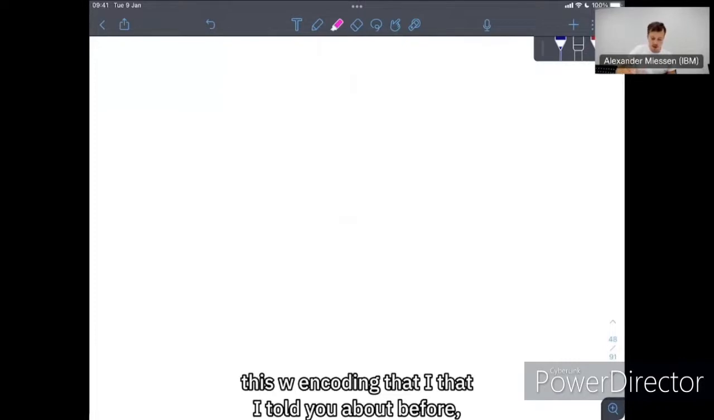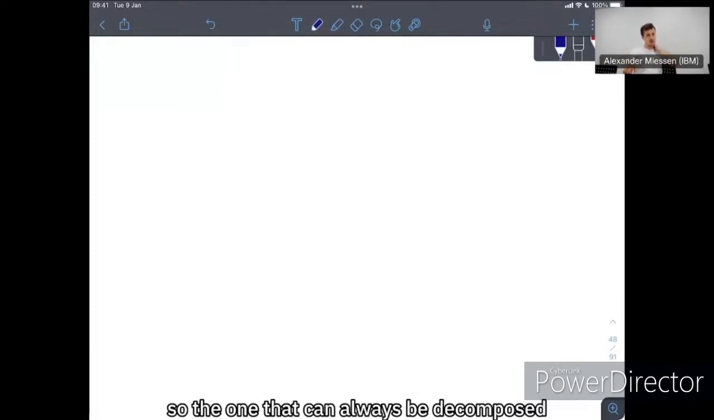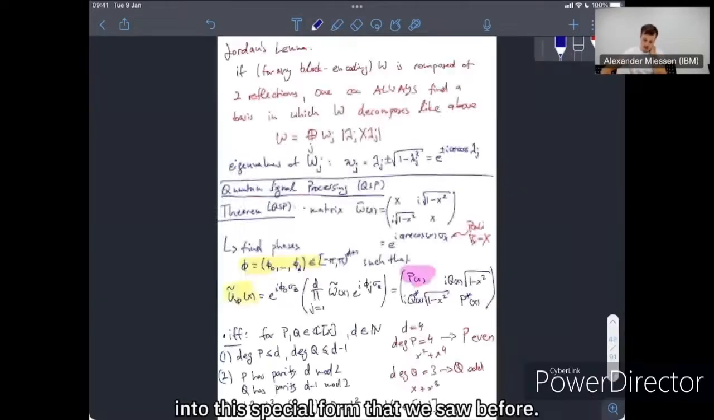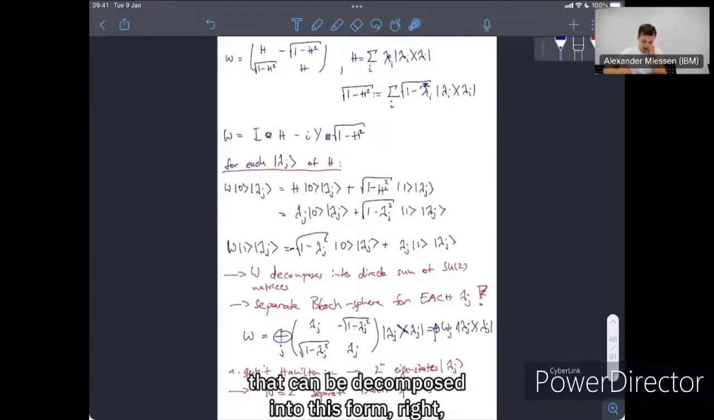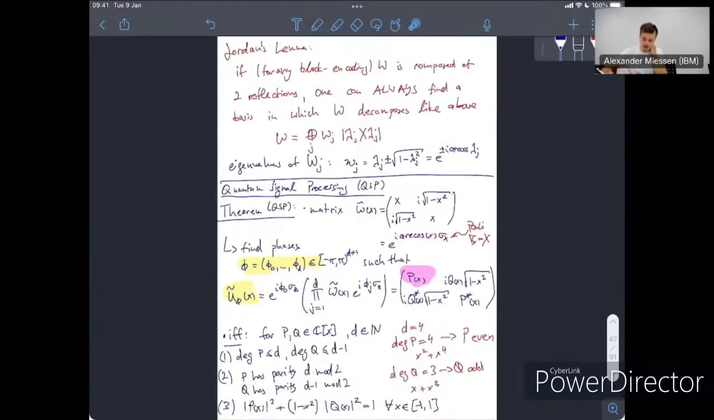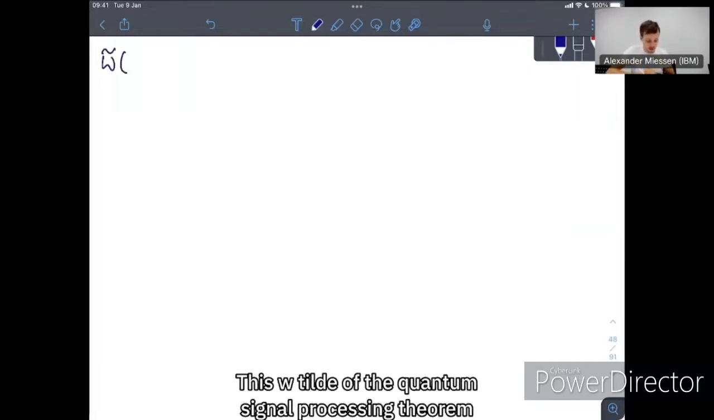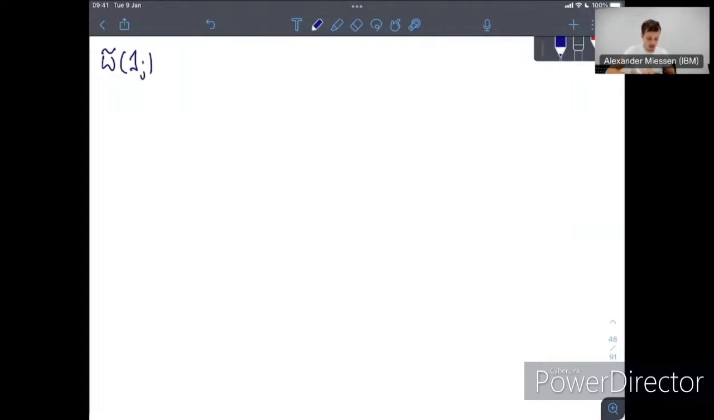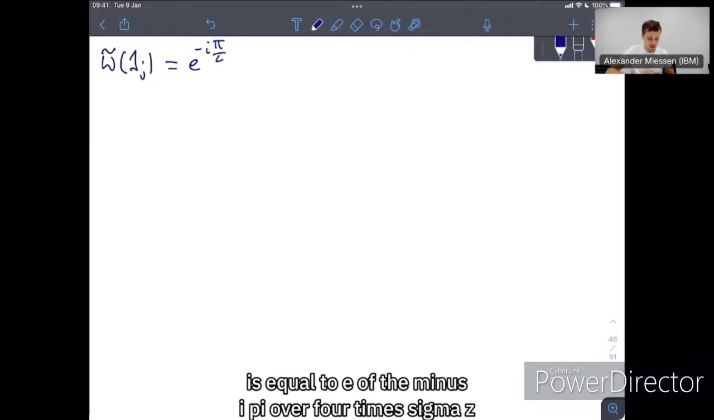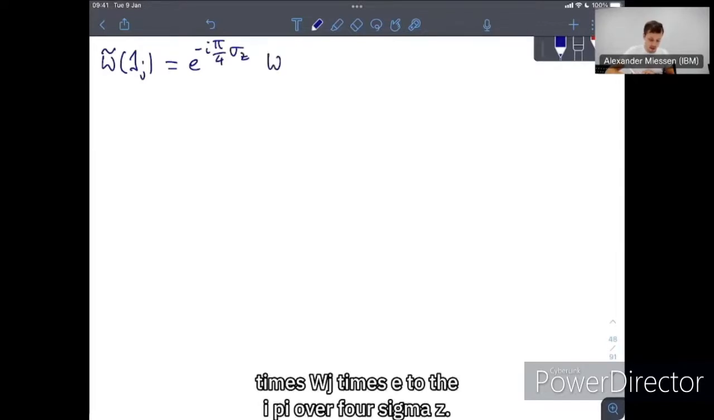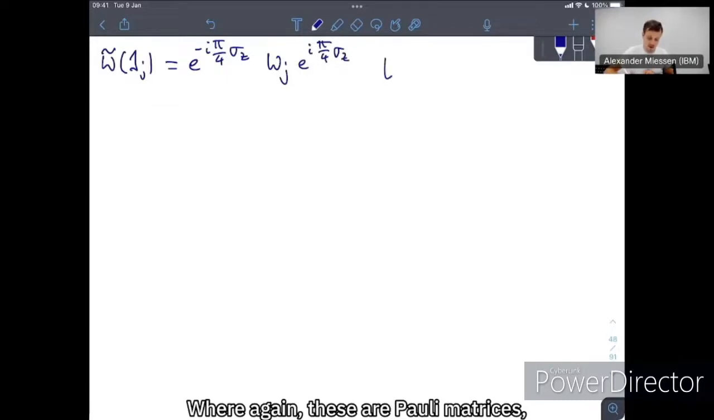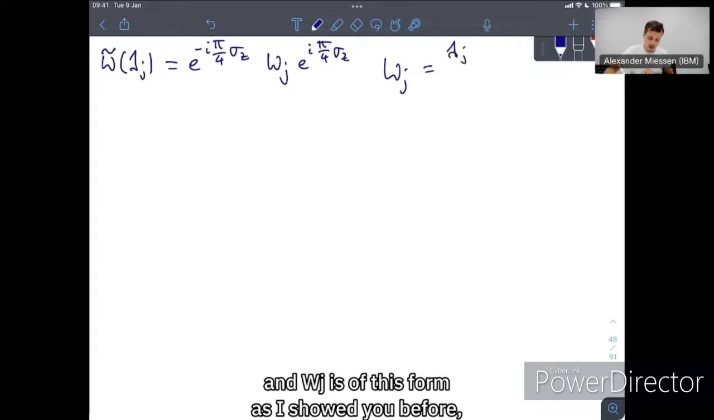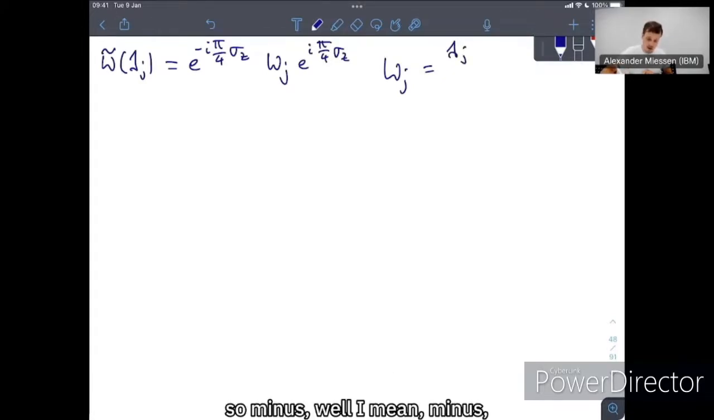And now what I have to tell you to make the connection is the following, namely this W encoding that I told you about before, the one that can always be decomposed into the special form that we saw before. So if we have a block encoding like this that can be decomposed into this form, then it's very easy to connect it to this expression, namely that this W tilde of the quantum signal processing theorem is equal to e to the minus i pi over 4 times sigma z, times Wj, times e to the i pi over 4 sigma z, where again these are Pauli matrices and Wj is of this form as I showed you before.